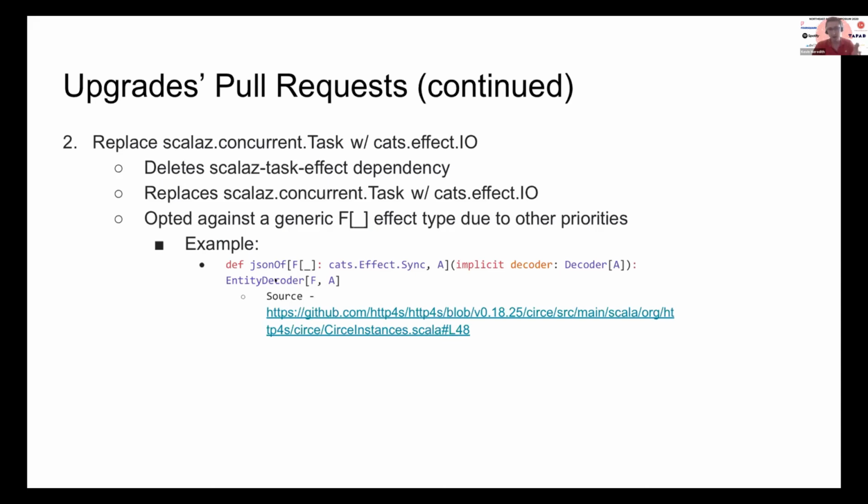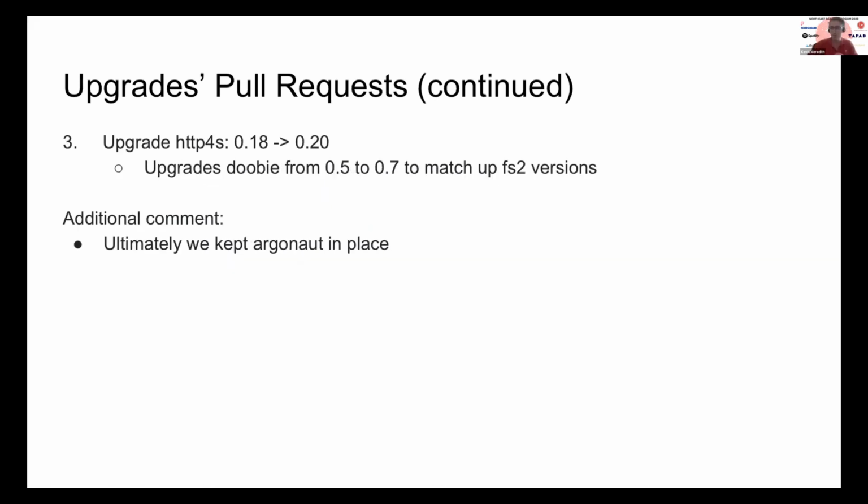So that's useful in, given an HTTP response, I'd like to decode that into a case class so that I can manipulate it and perform some business logic. So I opted against that approach of essentially having this polymorphic F, and that was mainly due to other priorities. So I just did a straight-up replacement of Scalaz concurrent Task with Cats Effect IO. And then the final PR was upgrading from 0.18 to 0.20. And as a side note, upgraded Doobie from 0.5 to 0.7 so that the FS2 versions would match up.